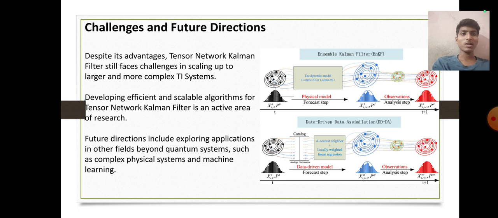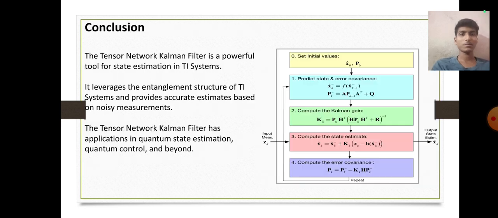Challenges and future directions. Despite its advantages, the tensor network Kalman filter still faces challenges in scaling up to larger and more complex LTI systems. Developing efficient and scalable algorithms for the tensor network Kalman filter is an active area of research. Future directions include exploring applications in other fields beyond quantum systems, such as complex physical systems and machine learning.